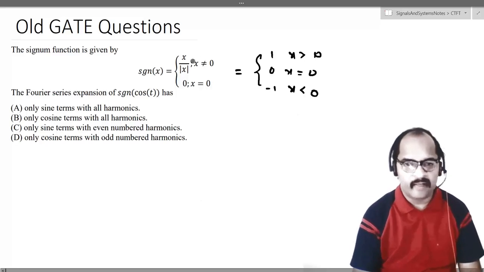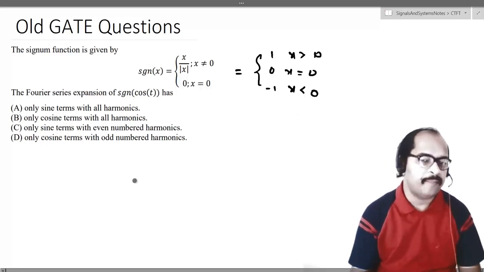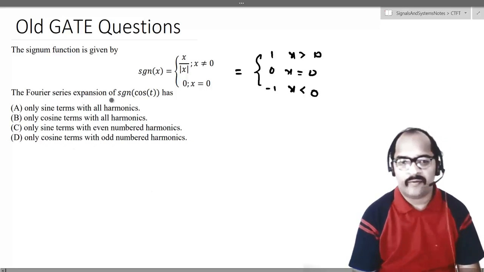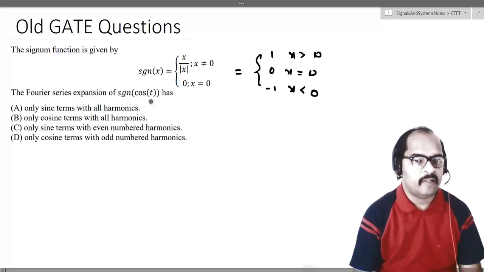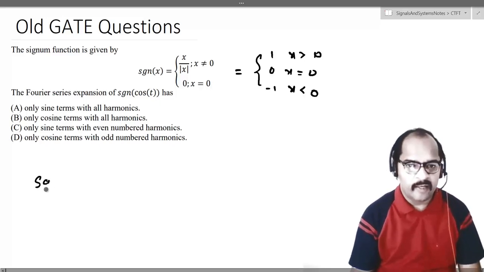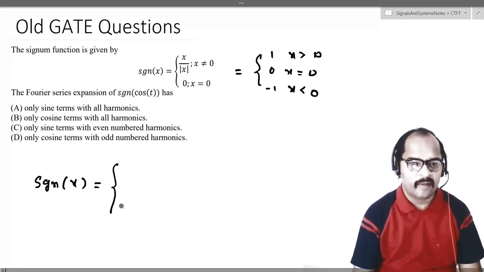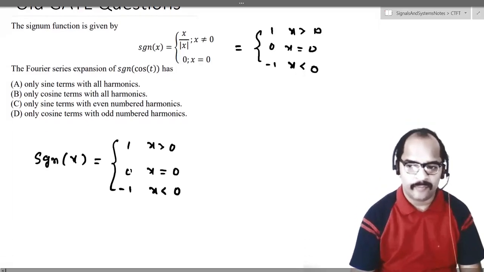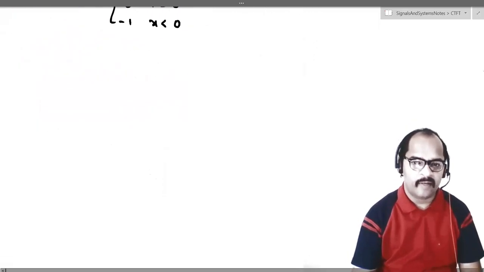Another way to define it is this, which will give you the same answer. Now the question is, we have to find the Fourier coefficients for which function? Signum of cos t. Let us write down again what signum of x is. Signum of x is 1 when x is greater than 0, 0 when x equals 0, and minus 1 when x is less than 0. That we already know.